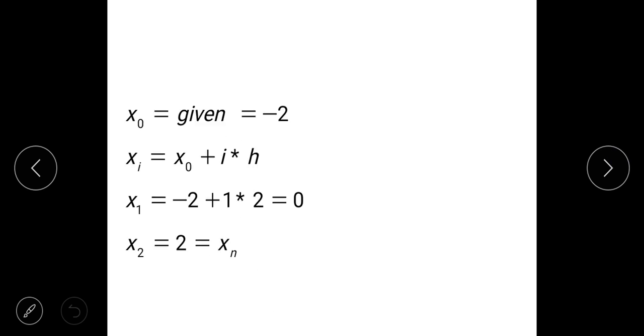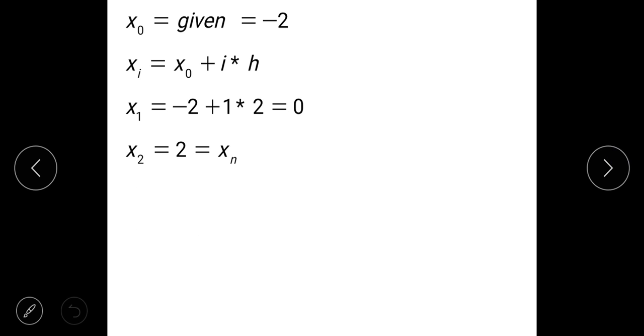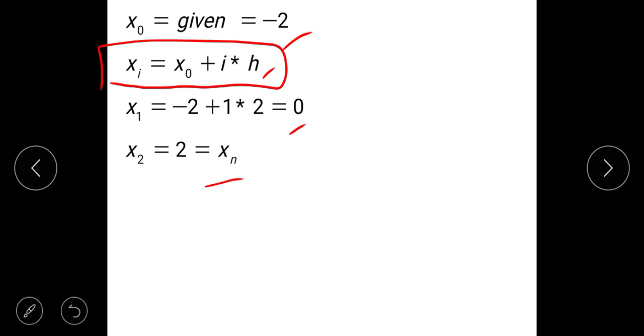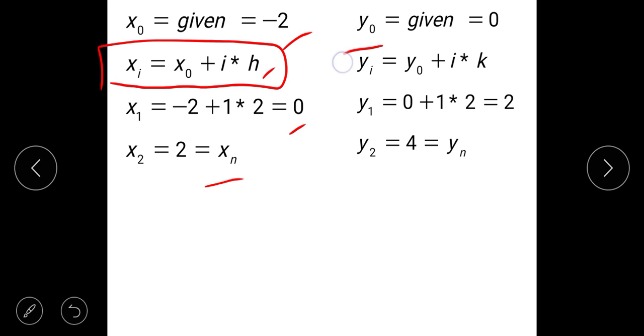Now later on you have to calculate, it means lower limit is x0, upper limit is xn. It means going from minus 2 to 2, we have to use step size 2. Then we get minus 2 as x0, x1 is 0, xn is 2. So we are using this formula. This is a very important formula for finding x of I. Similarly for y of I, it is y0 plus I into k, and I is varying from 1 to n. Now y0 is given, upper limit of the integral, lower limit of the integral. We will get 0, 2 and 4.